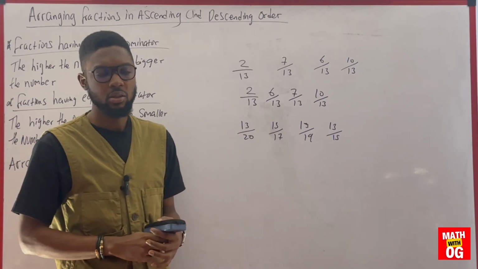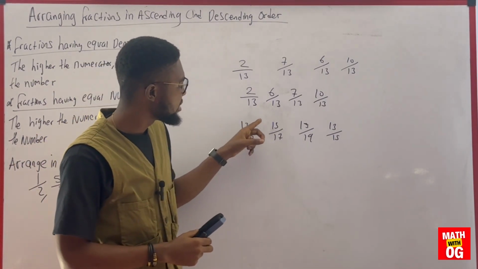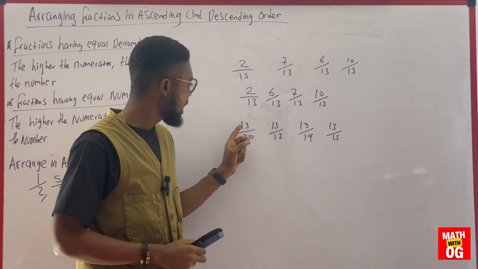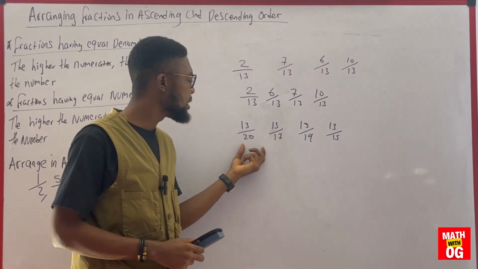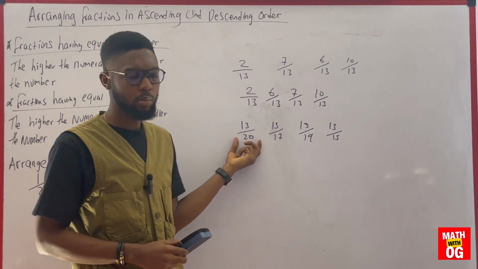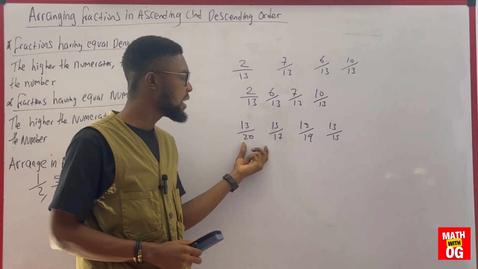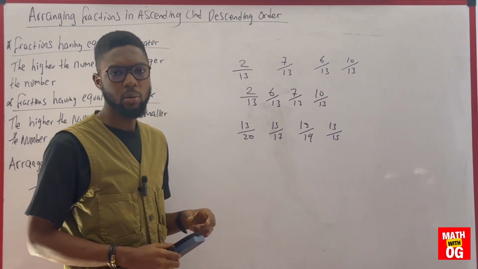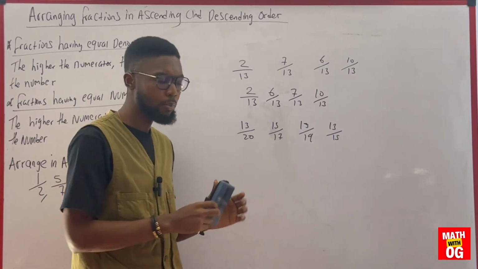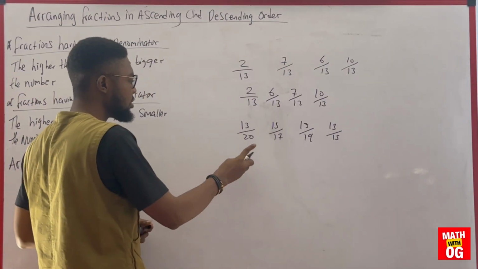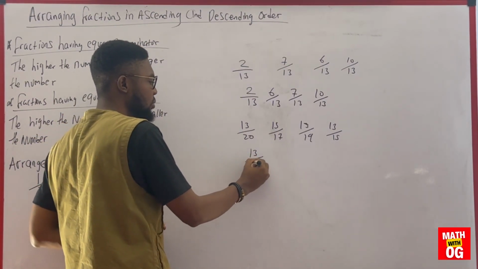As long as the numerator is the same, the one that has the biggest denominator is the smallest number. So if I'm to arrange in ascending order, it means from smallest to biggest. So this is the biggest denominator, so this automatically becomes the smallest number.